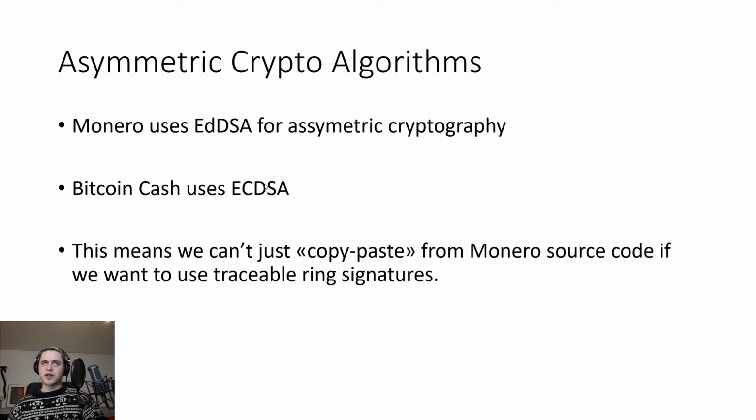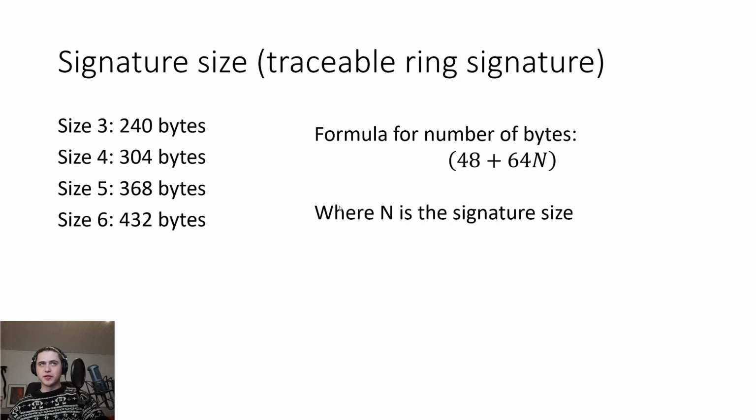I have seen a Ruby library for doing what I think is traceable ring signatures on EC-DSA. So it could be very interesting to look into that if we're going to use traceable ring signatures on Bitcoin Cash for voting. And another interesting little thing here is how much space it's going to take to store all of these votes.